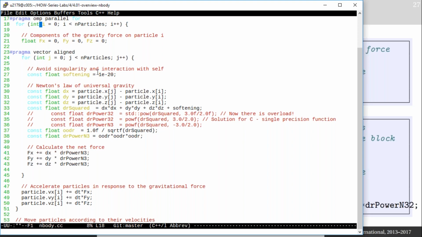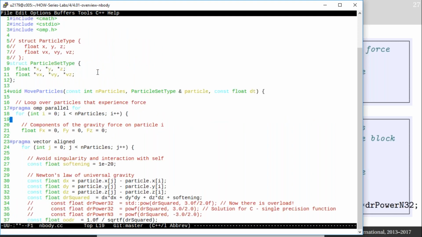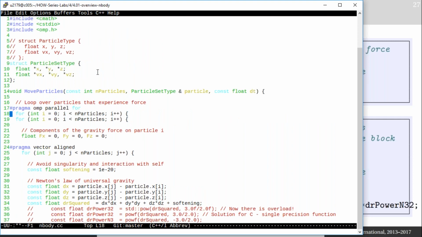What I will do is first strip mining. Take this loop, rewrite it as 2 nested loops. So where does it end? It ends, I think, here. Okay. Strip mining means I take this, and it goes now in ii from 0 to n particles with a certain stride.